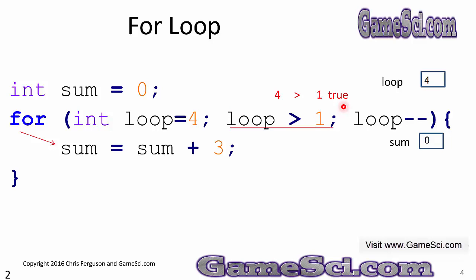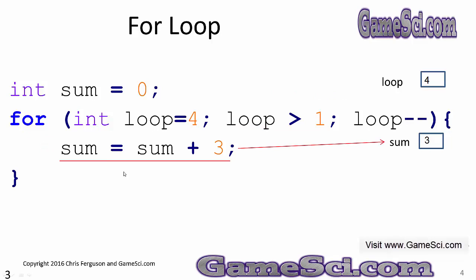We know when this statement is true, what happens? We're going to go inside the loop. With a true condition, we're going to go inside the loop and execute the sum equals sum plus 3. Update the variable sum to 3 because we just added 3 to it. After we update the variable sum, we'll hit the end of the loop, and we spin back up on the for loop.